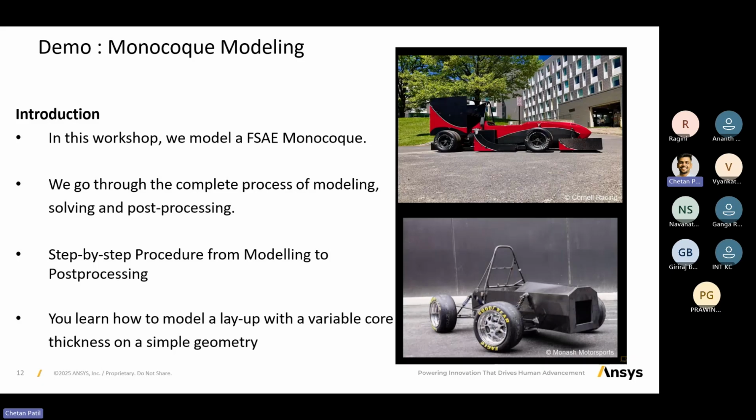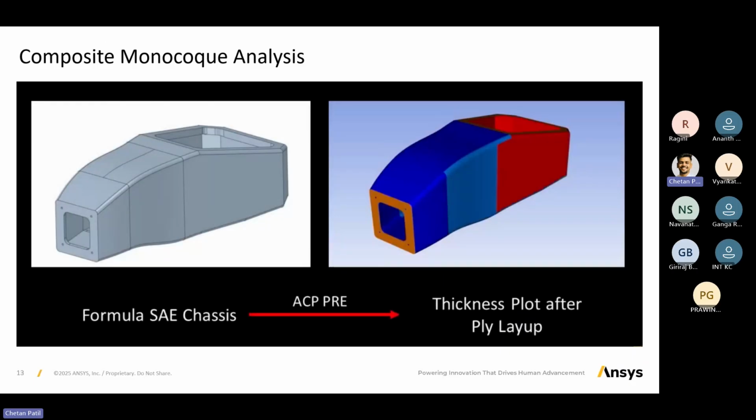We'll also see how we can apply either a variable core thickness, or keep different kinds of thicknesses for all the particular structures that we are going to use in ACP. So how we are going to provide different thicknesses, we'll look into those things as well. The actual model might look a little bit different, so we are going to extract this particular model part itself for the simulation. This is the Formula SAE chassis that we have with us. We are going to take this model for the pre-processing in Ansys ACP.